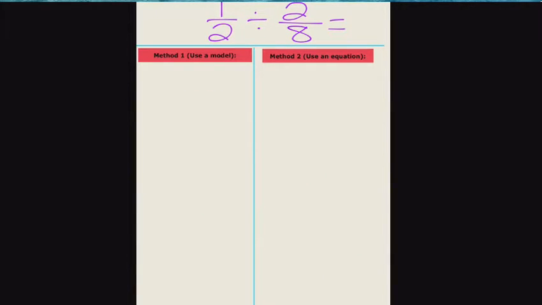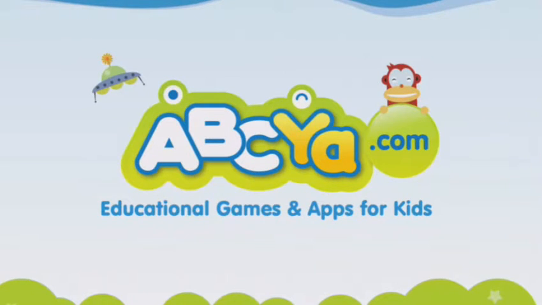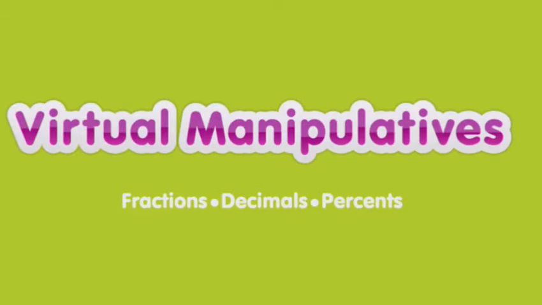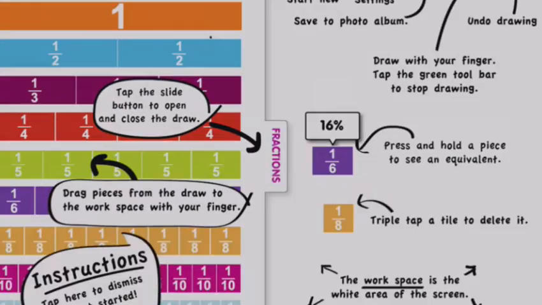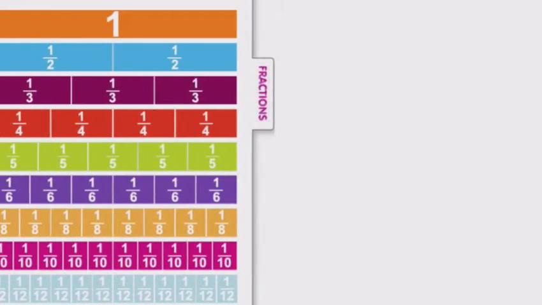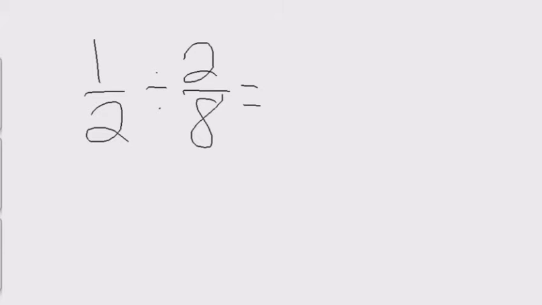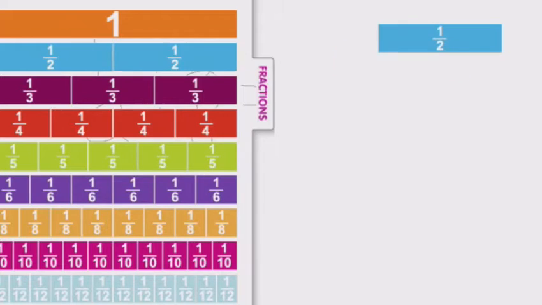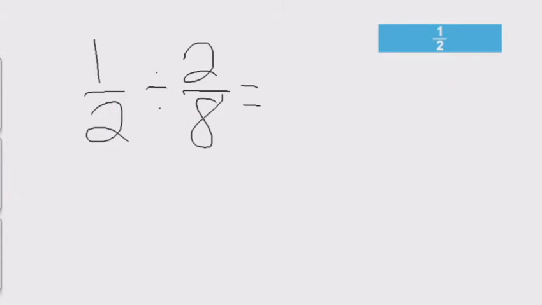Okay, so our next one is 1/2 divided by 2/8. So let's go ahead and pull it up in our virtual manipulatives. So I'm just going to start by writing my problem down. 1/2 divided by 2/8. And I'm just going to start by modeling my first fraction, which is 1/2. Okay? And remember, we want to figure out how many times 2/8 will fit into 1/2.